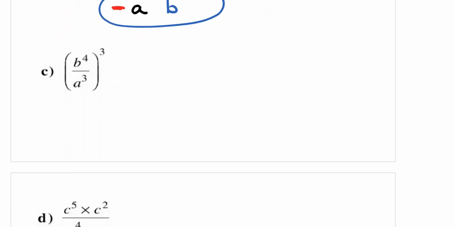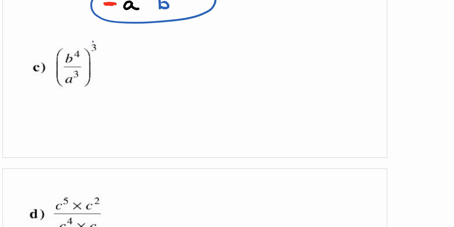Okay, let's move on to letter C now, 5c. This one's a little bit easier because you just go from the outside in. So 4 times 3 is 12. And then 3 times 3 is 9, so a to the 9. And that's about all you can do for that particular question. You're done.